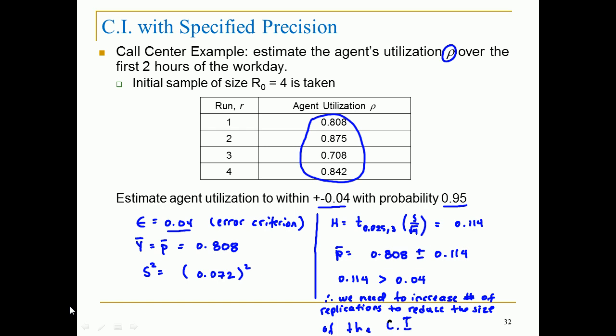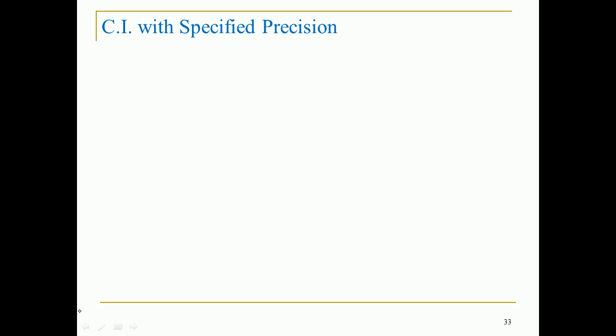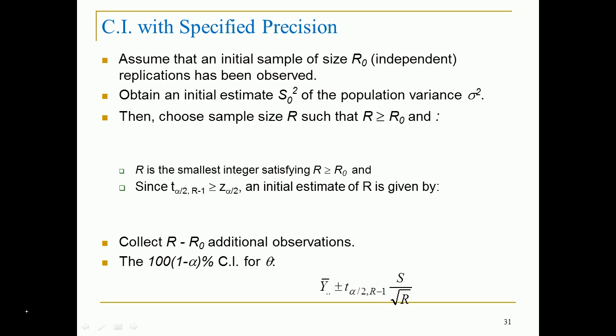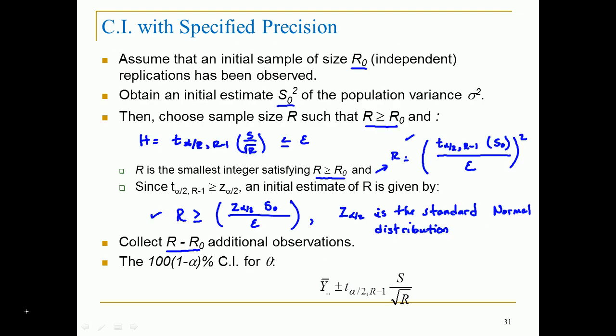So you need to know at least how many replications you would need in order to satisfy that condition. So what you do is the next. Remember, you want to find an initial estimate that will tell you how many replications will be enough. And you're going to find that initial estimate using this condition.